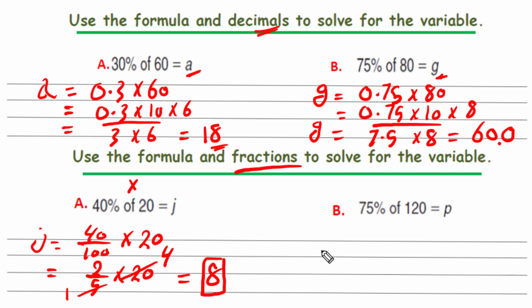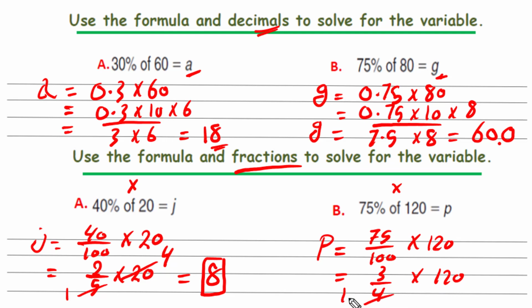By the same way, to find the value of B, the fraction form of 75% is 75 over 100 times 120. Don't forget of means times. 75 over 100 in the simplest form is equal to 3 over 4. It's easy. Times 120. Now just to simplify, 120 is divisible by 4. Equals what? Equals 30. Now the value of B is equal to 3 times 30. Equals what? Equals 90 in the simplest form.